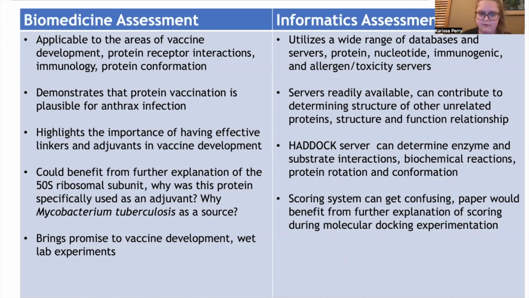This study could benefit further from explaining why they specifically used the 50S ribosomal subunit and why they used Mycobacterium tuberculosis as a specific source. And it also brings promise to future vaccine development and promise to move into wet lab experiments, that if this hypothetical protein gives us these results, then it's likely in a wet lab, it's also going to give us promising results. And bioinformatics wise, it uses a wide range of databases and it has lots of checks and balances.